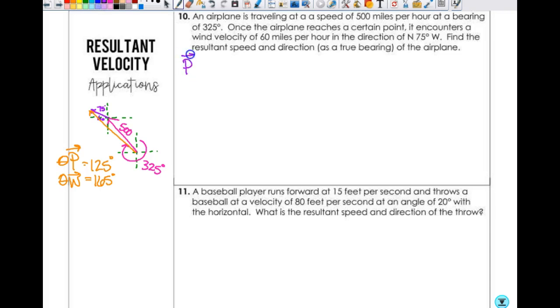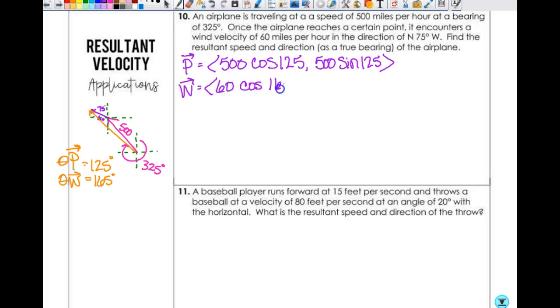For the plane, the vector is 500, because that's our velocity, times the cosine of 125, and then 500 times the sine of 125. For the wind, it is 60 times the cosine of 165, and 60 times the sine of 165. Then I find the plane plus the wind, and store that in my calculator.